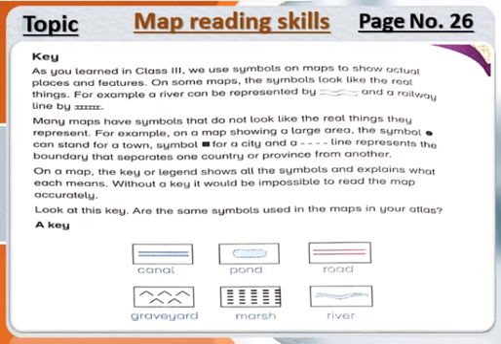Okay, now just look at this key. Are the same symbols used in the maps in your atlas? Canal, pond, road, graveyard, marsh, and river.